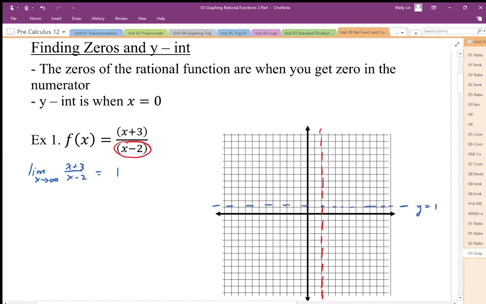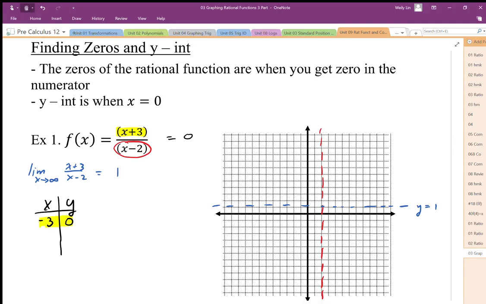Now, when I graph this, I can find some other points. And the points I'm going to use are the zeros and y-intercepts. When we talk about a zero, we're talking about when y is 0, what is x? Well, we can find zeros from the numerator. If the numerator is equal to 0, then this whole function is equal to 0. So when y is equal to 0, make this equal to 0, our x value to make this equal to 0 is going to be -3. So that coordinate is a point that we can get from the numerator.